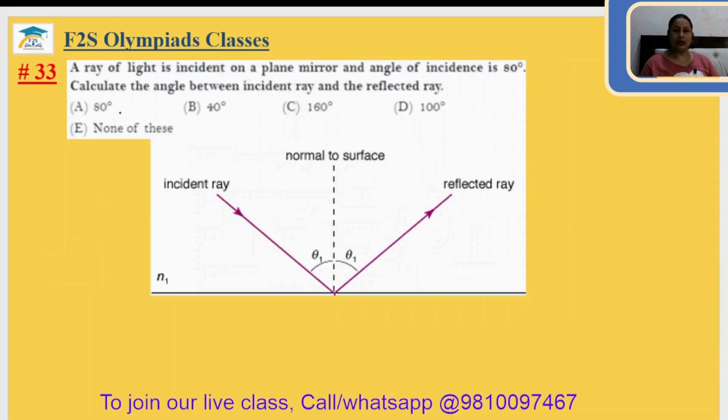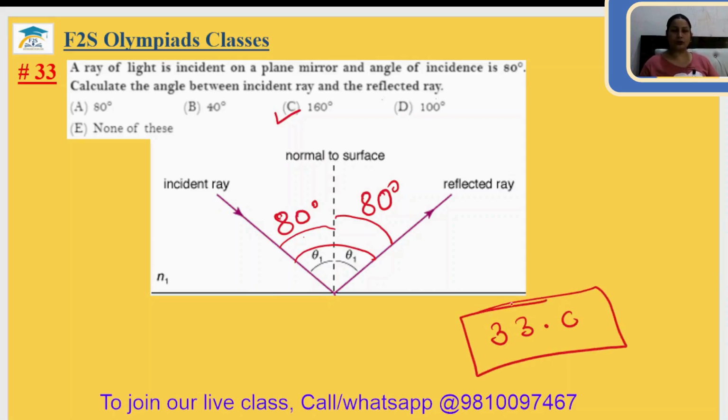Question number 33. A ray of light is incident on a plane mirror and the angle of incidence is 80 degree. Calculate the angle between incident ray and reflected ray. Actually, angle of incidence is the angle between the incident ray and the normal. This is your 80 degree. And we know that as per the law of reflection, the angle of incidence is equal to the angle of reflection. That is your 80 degree. And the sum of these two angles will be 160 degree. It is in option number C. 33 answer will be option C.